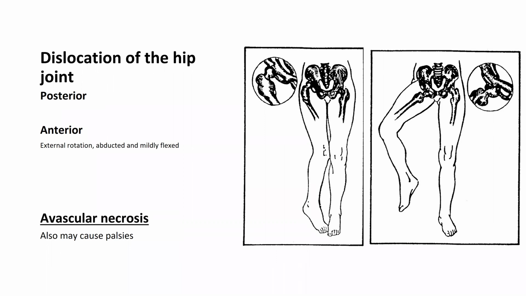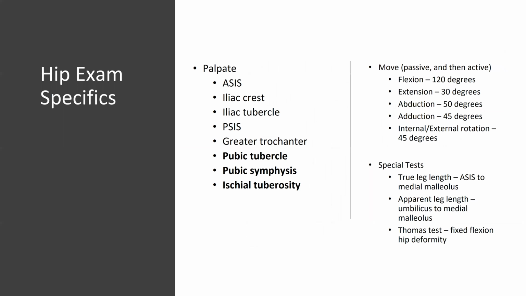So a way to test dislocation of the hip and any other hip pathologies is to learn your hip exam specifics. I do it by the PMS kind of, I don't know, what do you call it? Acronym? No acronym. So palpate first, you move, and then you do special tests.